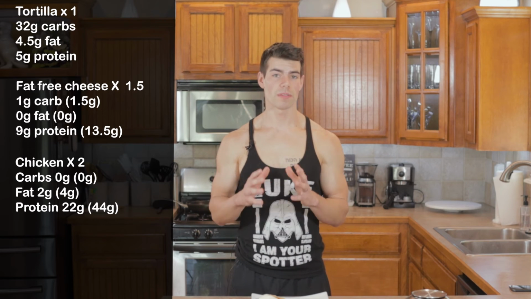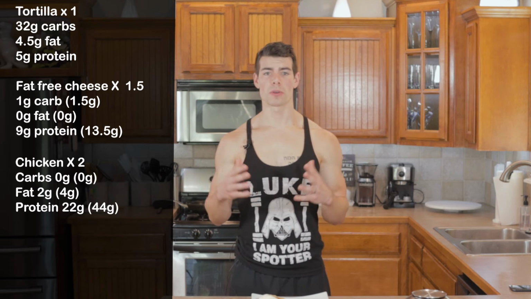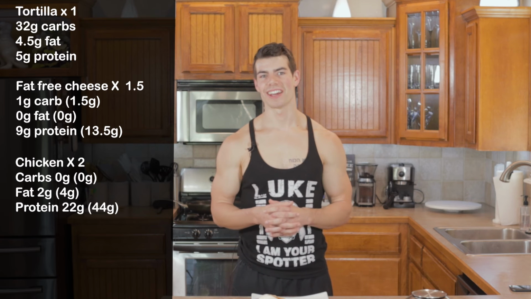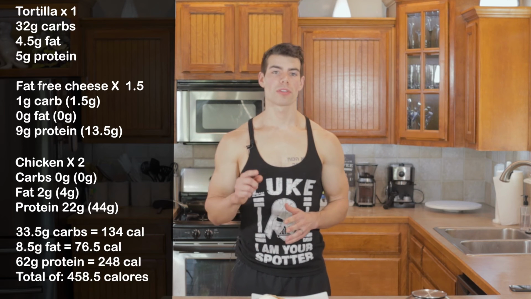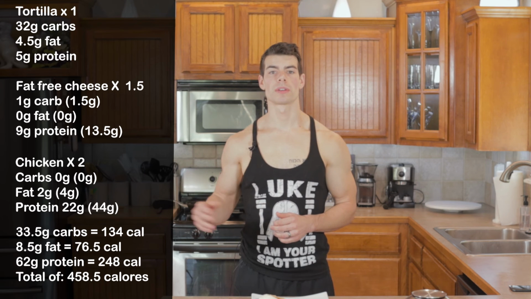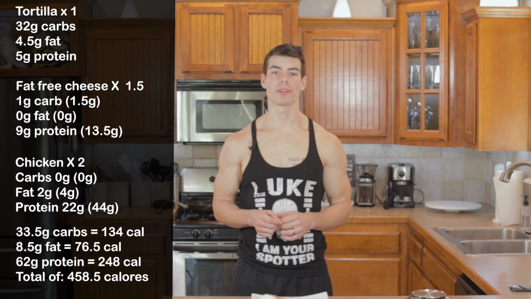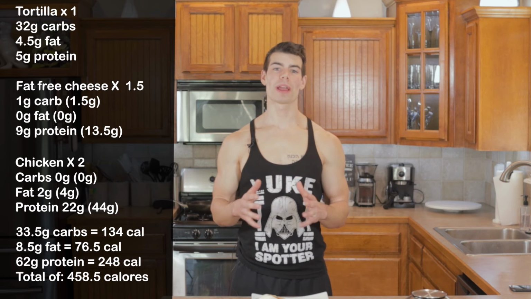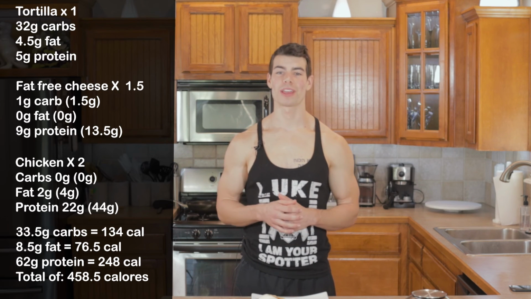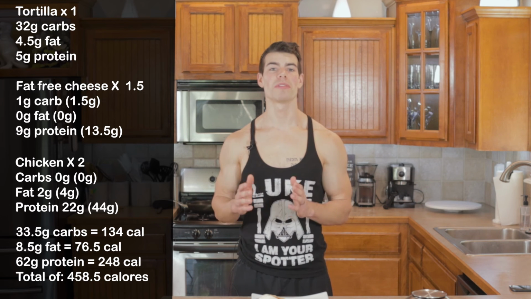Now that we have the individual macros for everything, let's combine it all together and get the total calories and macros for our quesadilla. First, we have 33.5 grams of carbohydrates, which is 134 calories. We have 8.5 grams of fat, which is 76.5 calories. And then we have 62 grams of protein, which is 248 calories. And this is a grand total of a 458.5 calorie quesadilla.